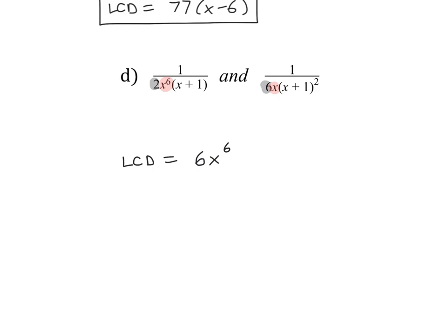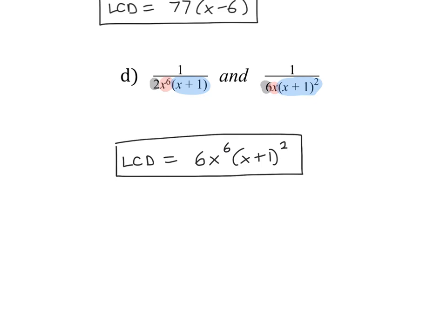And then the next thing we see is x plus 1. So on the left side, we only have 1 power, but on the right side, we have 2 powers. So in our LCD, we actually do have to include x plus 1 squared, because again, it has to work for both, and this power is squared. So the LCD of those two terms would be 6x to the 6th times x plus 1 squared.